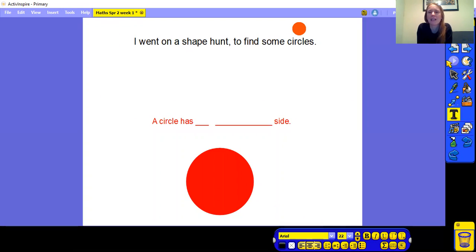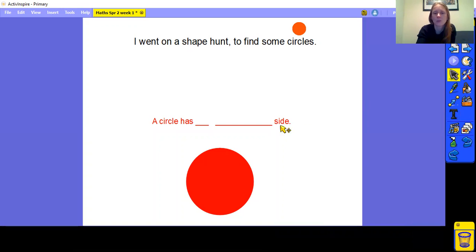Okay, now let's look at it together. A circle has one curved side. So the circle has one curved side that goes all the way around. Because it only has one curved side, it has no corners. So when we're looking for our circles, we are looking for shapes that have just one curved side.